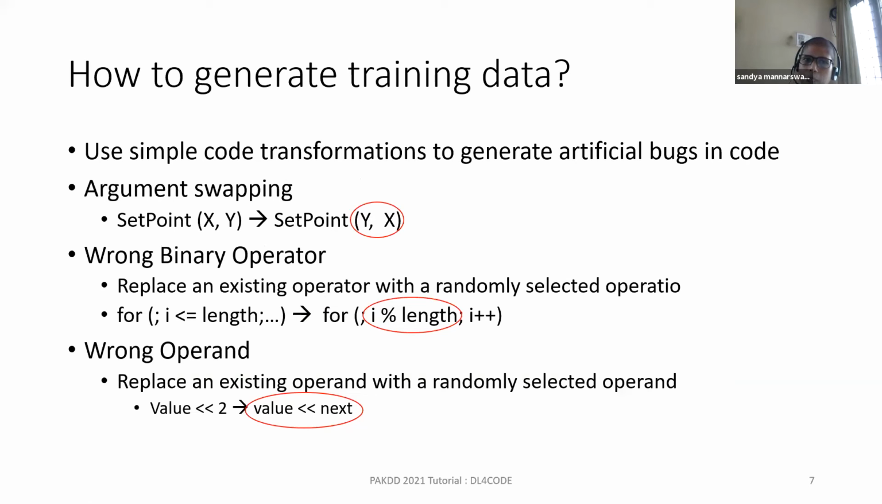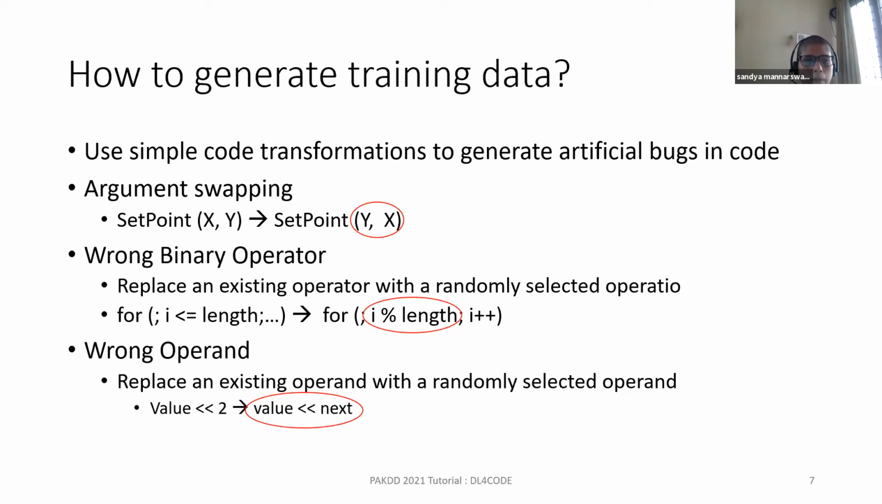So this paper comes up with the idea of synthetically generating training data. Basically, they take the code from code repositories, assume that the code present in the repositories is correct code, and then use simple code transformations to generate artificial buggy samples, that is, negative samples. They deal with 3 types of bugs. One is argument swapping. This was the example we saw where setPoint had 2 arguments, x comma y, whereas the invocation was with y comma x.